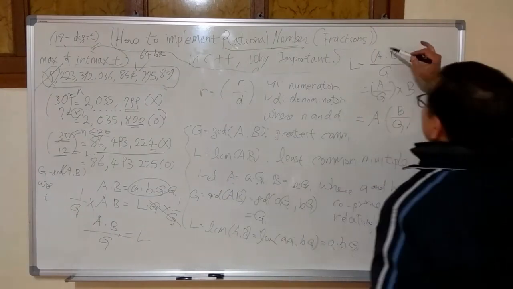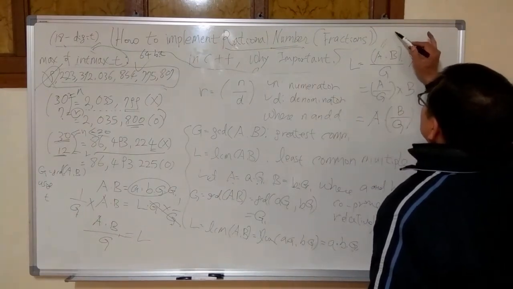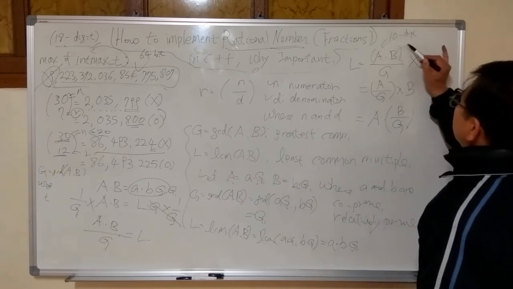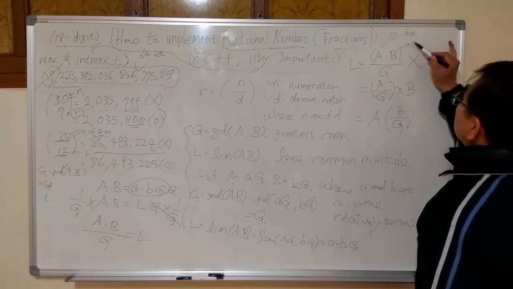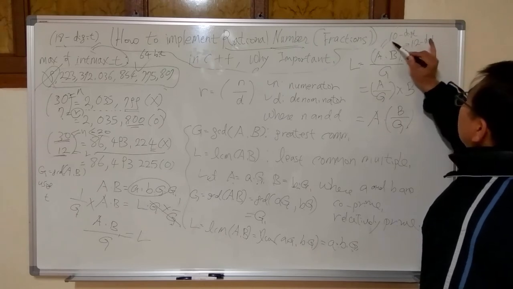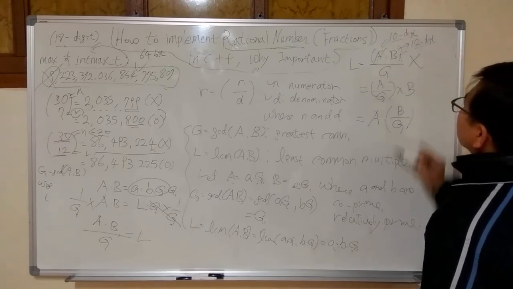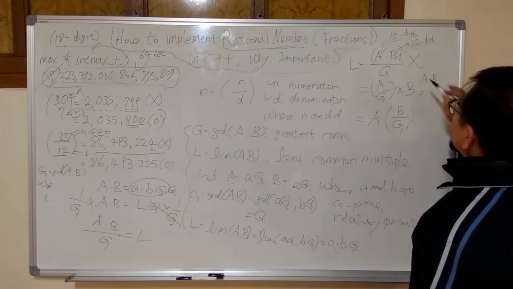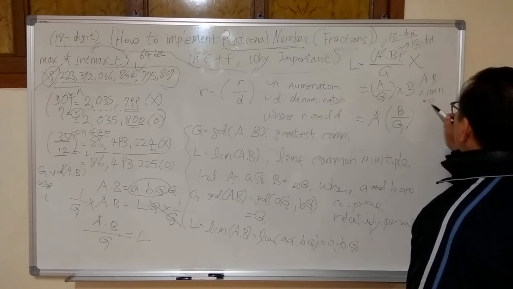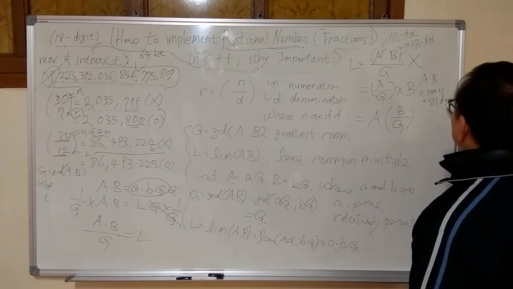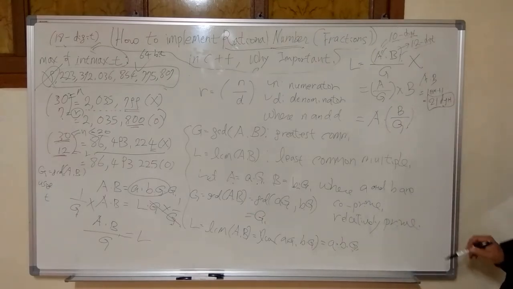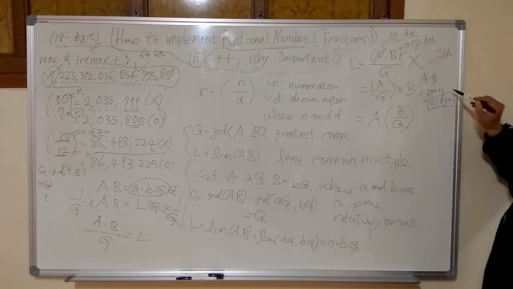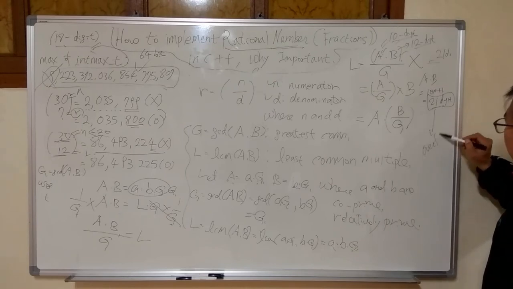For example, if A is a 10 digit integer and B is a 12 digit integer, then A times B gives us a 21 digit number. It's a huge number, 21 digit, right? It overflows.